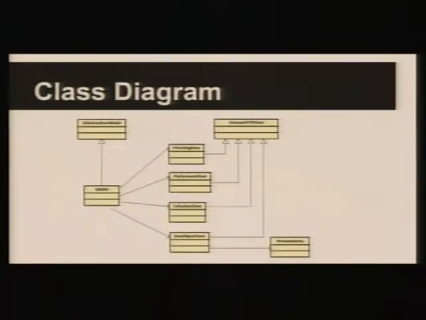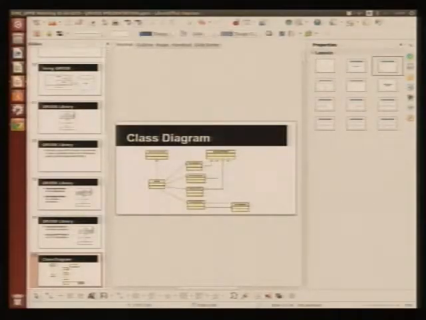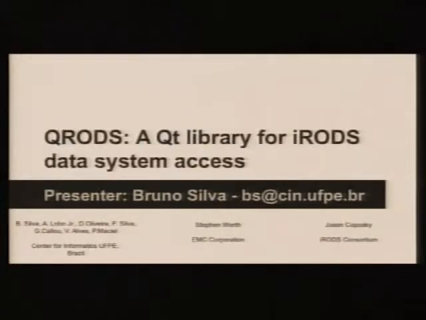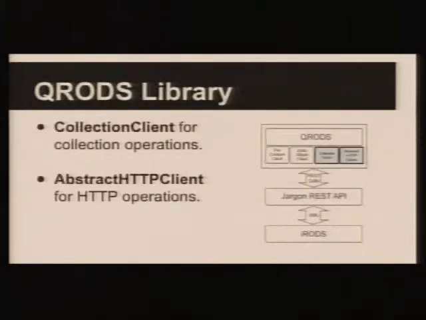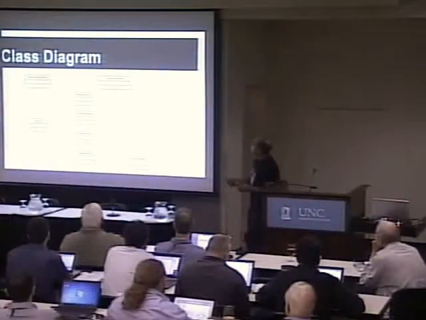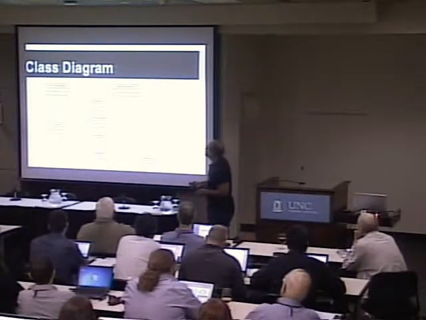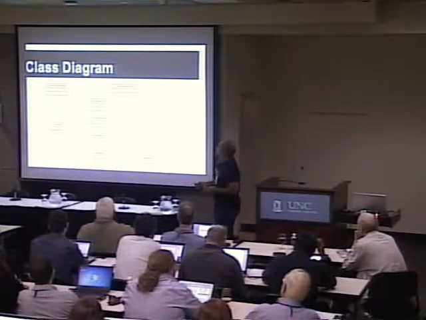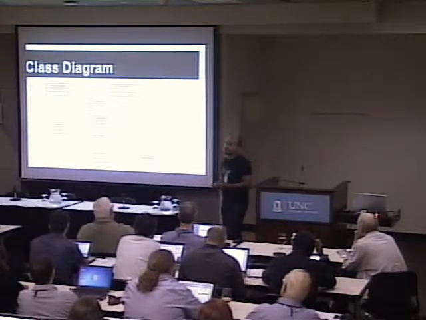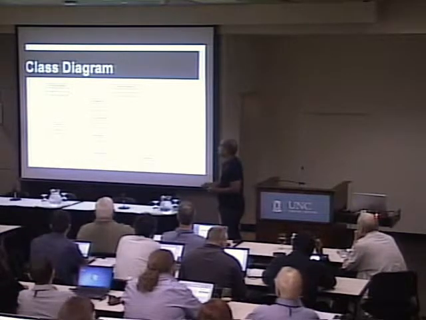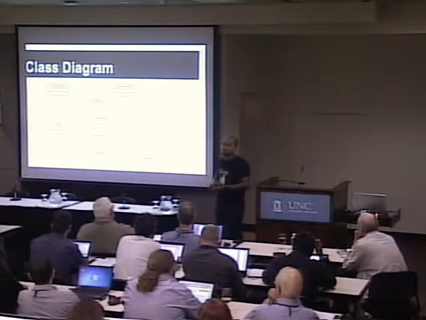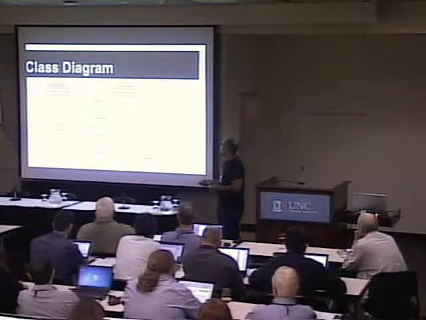Here we have a simplification of our class diagram. I don't know if you can see it, perhaps. Here we have the QAbstractItemModel, that is part of Qt, and we extended that to provide list views, tree views, and table views. The QRODS communicates with different clients, as I told you before.